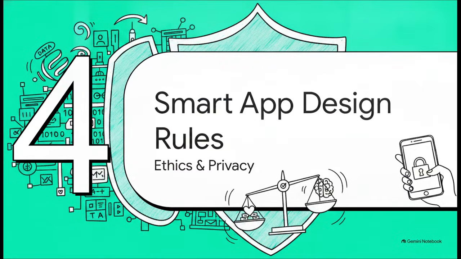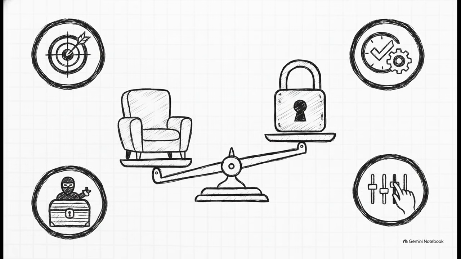Okay, final stretch. Section 4. Smart app design rules. Ethics, privacy, and convenience. Brilliant app design is this delicate balancing act between ultimate user convenience and absolute privacy. You have to consider purpose, only store info if it actually helps the app do its job. Accuracy. You've got to keep that saved info updated. Privacy. Fiercely protect sensitive personal data. And user control. Always let users review, change, or just completely delete their stored data.